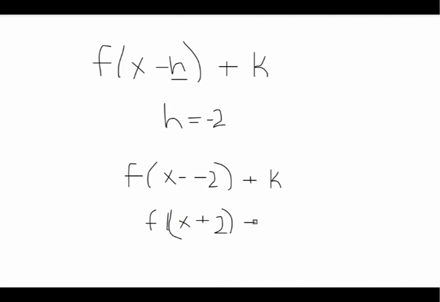And again, I'm just going to leave this plus k here because there is no translation up or down, so that stays 0. But just taking a look at this, yes, my h value is negative 2 because it's moving to the left 2 units, but in the equation, we need to remember that it's going to be opposite. It's going to be plus 2.